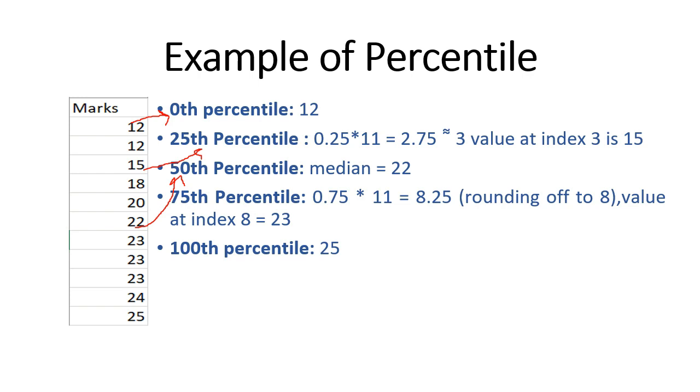So the value at index 8 is the 75th percentile. And last but not the least, the 100th percentile means the highest value, that is 25. So this is percentile.